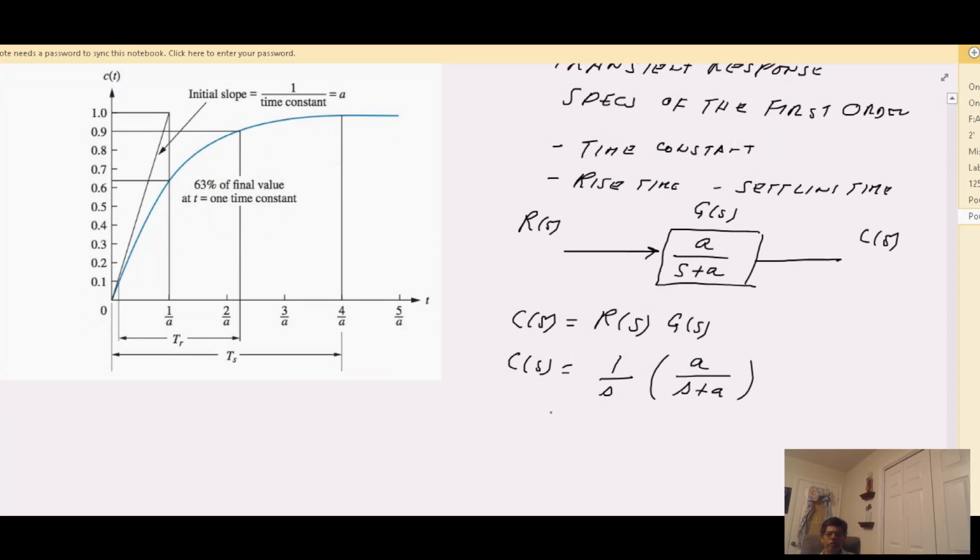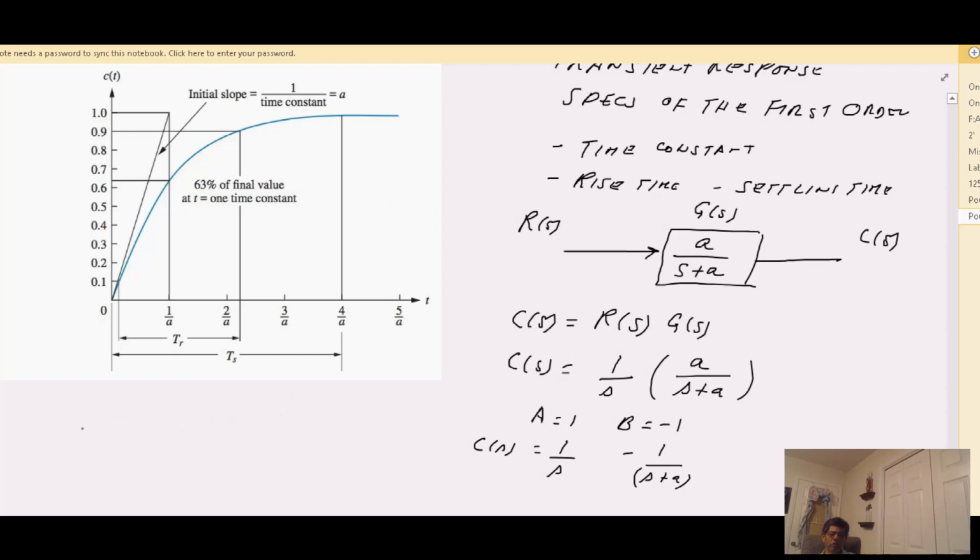Just as an exercise, you will find out once you do it, A is equal to 1 and B will be equal to minus 1. So if you do that, then C(s) will simply be equal to 1 over S minus 1 over S plus A. Okay, to take the inverse Laplace transform of this, try to keep it right here because I would like to discuss the plot on the left-hand side of the system response here.